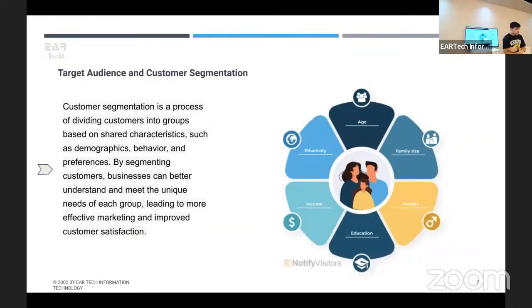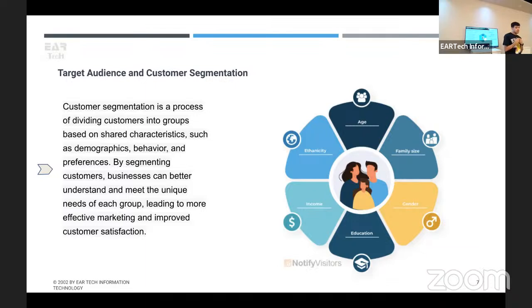So we're going to understand target audience and customer segments. For every step to market a product, you need to put in sections for the target audience. Their age, that's a section. Their ethnicity, their culture, their habits, all different sections. So you can understand them and give them the best marketing towards them.